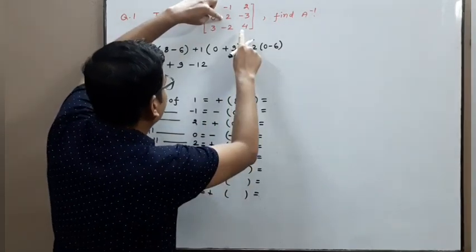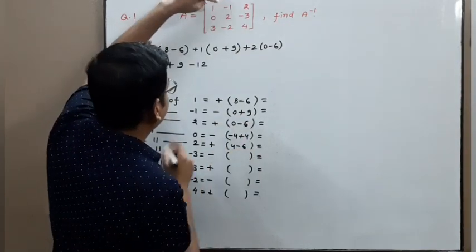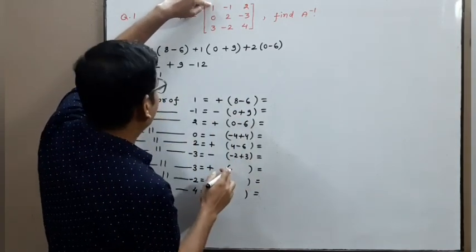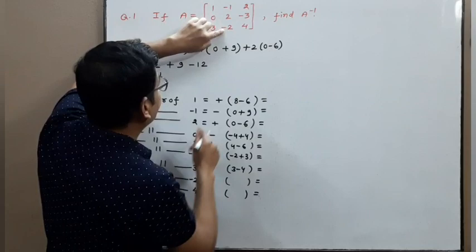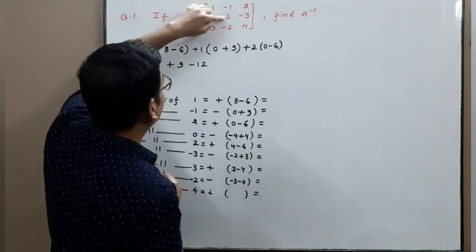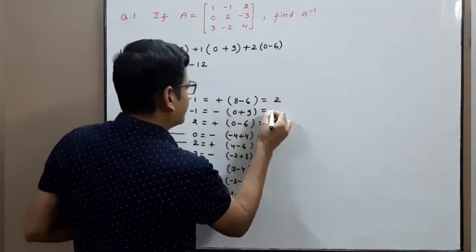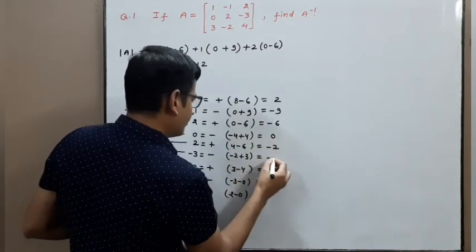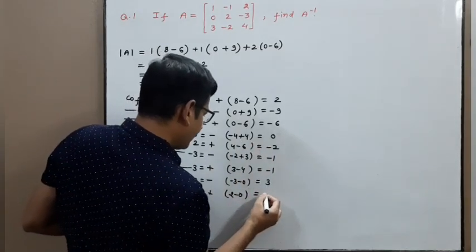then for 2 find 4 minus 6, then find for minus 3: minus 2 plus 3, then for 3: 3 minus 4, then for minus 2 find minus 3 minus 0, and then for 4: 2 minus 0. 8 minus 6 is 2, minus 9, minus 6, 0, minus 2, minus 1, minus 1, plus 3 and plus 2.